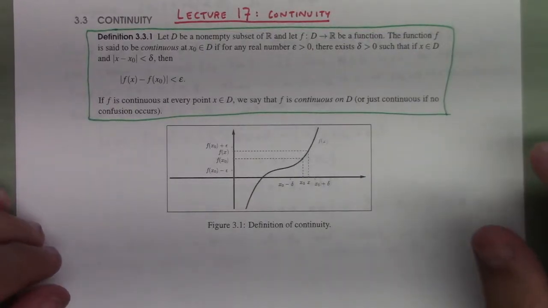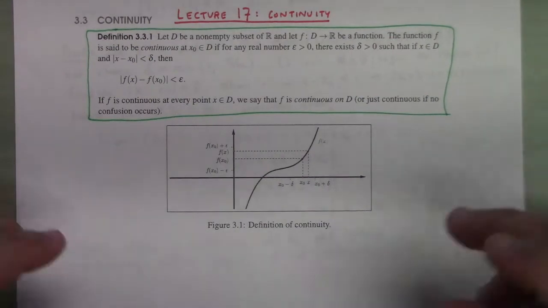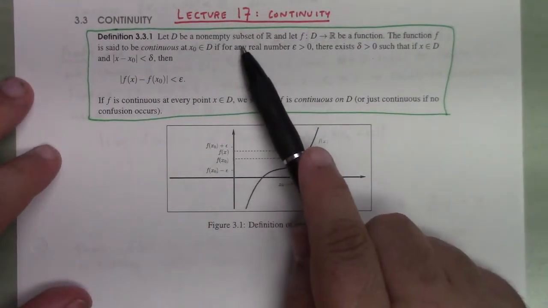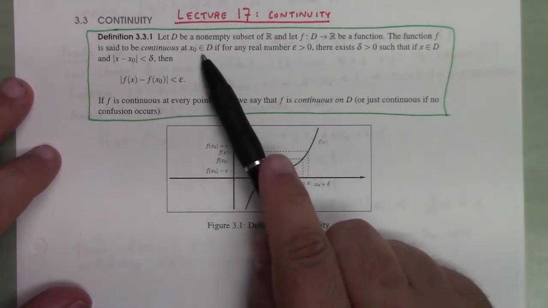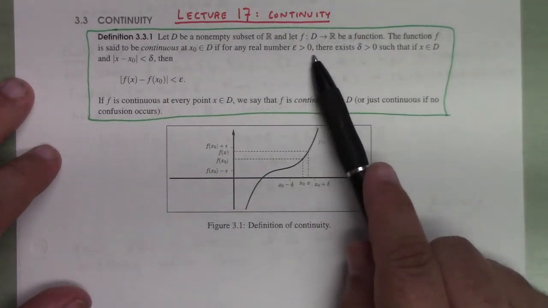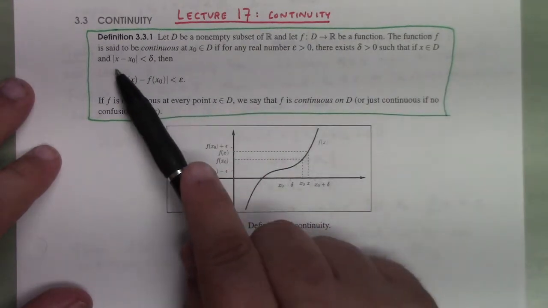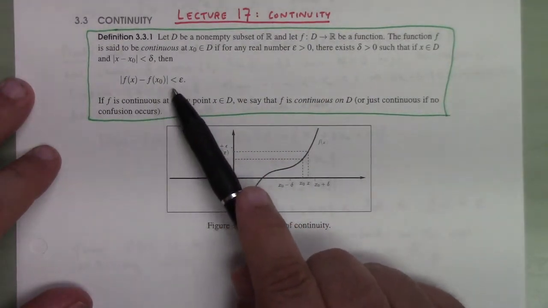Alright, so here begins lecture 17, which is on continuity. So here's the definition. Let D be a non-empty subset of the reals and f a function. The function is said to be continuous at x0 in the domain if for any real number epsilon greater than 0, there exists a delta greater than 0, such that if x is in the domain and within delta units of x0, then |f(x) - f(x0)| is less than epsilon.